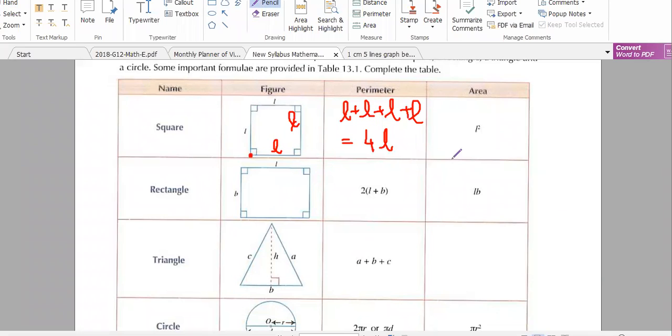And what about the area? Area will be this length multiplied by this length. So L into L, L square. L multiplied by L will give you L square, the area of the square.